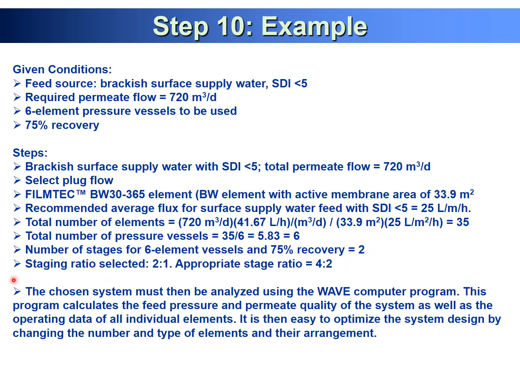And the last step, staging ratio. So we have 6 pressure vessels, and we can select a 2:1 ratio, which is a 4:2 pressure vessel ratio for our module configuration. The chosen system must then be analyzed using the WAVE computer program.